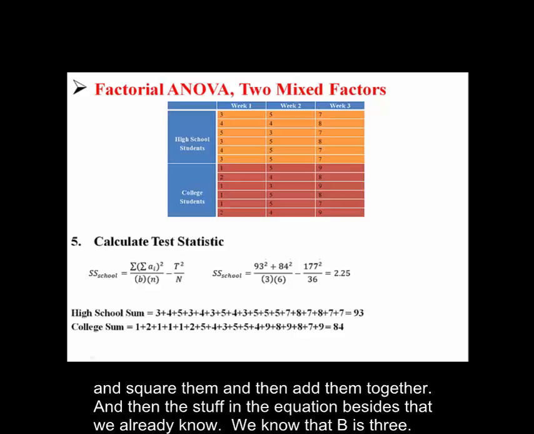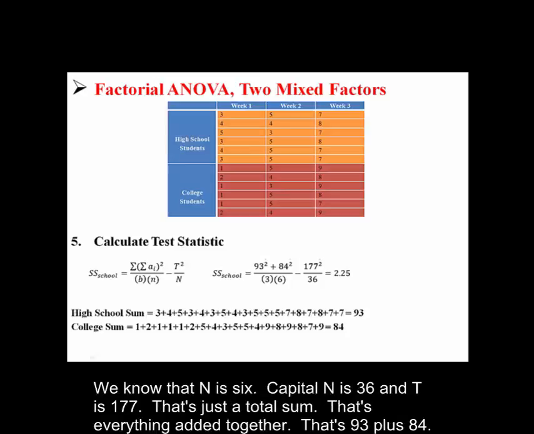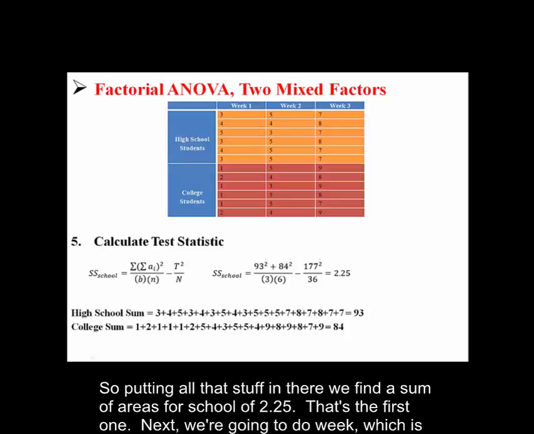And then the stuff in the equation besides that we already know. We know that b is 3, we know that n is 6, capital N is 36, and t is 177. That's just the total sum. That's everything added together. That's 93 plus 84. So putting all that stuff in there, we find a sum of squares for school of 2.25.